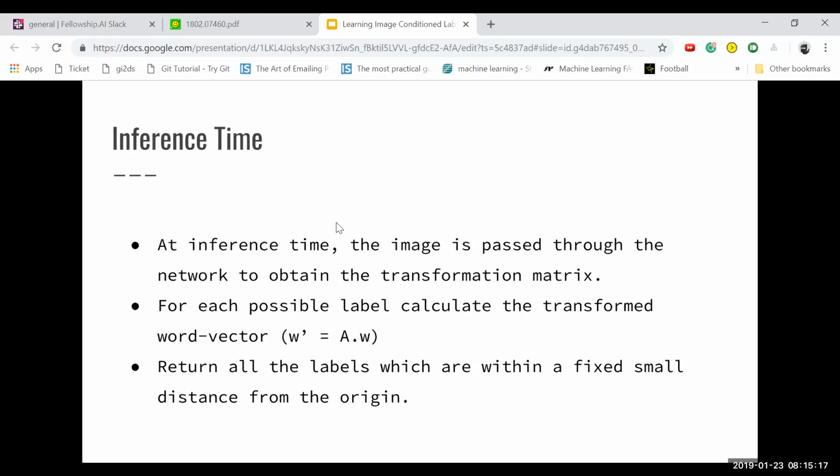Now in the k dimensions, we take the L2 norm for each label vector, which is essentially the distance from the origin, and labels which are within a small distance are retrieved.